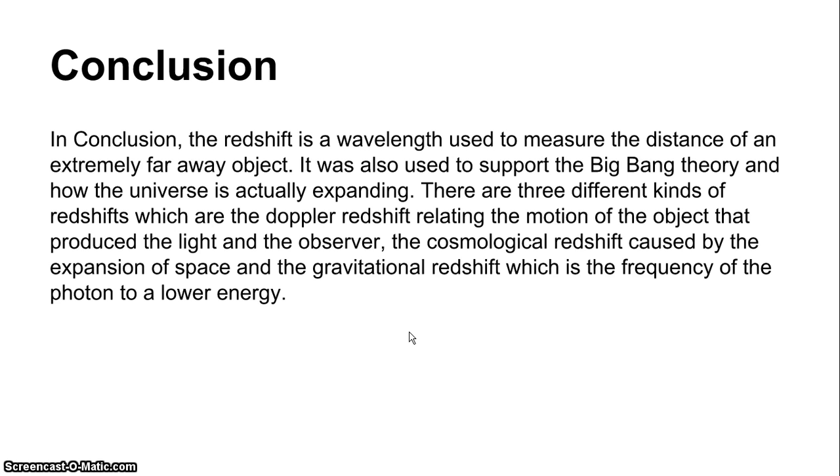There are three different kinds of redshifts: the Doppler redshift, relating to the motion of the object that produced light and the observer; the cosmological redshift, caused by the expansion of space; and the gravitational redshift, which is the frequency of the photon shifting to a lower energy.